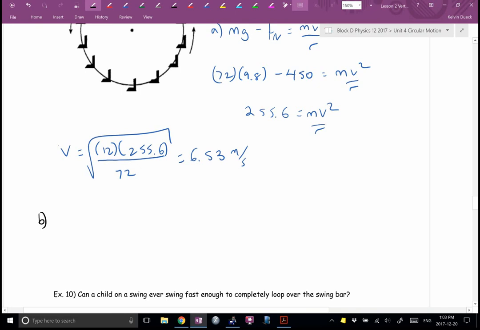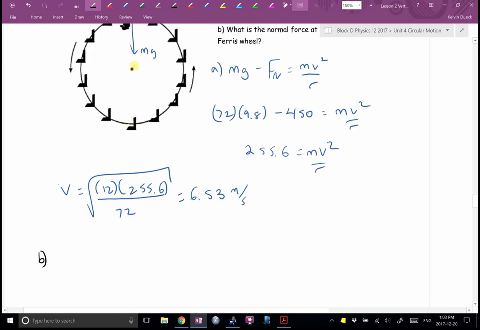This is a job for a free body diagram. What are the forces acting at the bottom? Get the obvious one. Mg. What else? Bigger, smaller, or the same size as Mg? You see how I said at the beginning of this lesson, more complicated questions actually make circular motion make more sense, I think. What's my equation going to be?